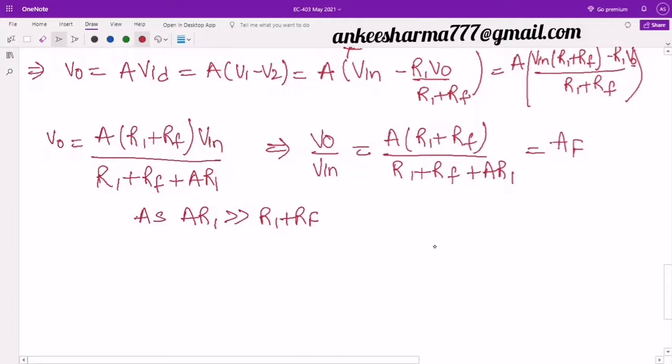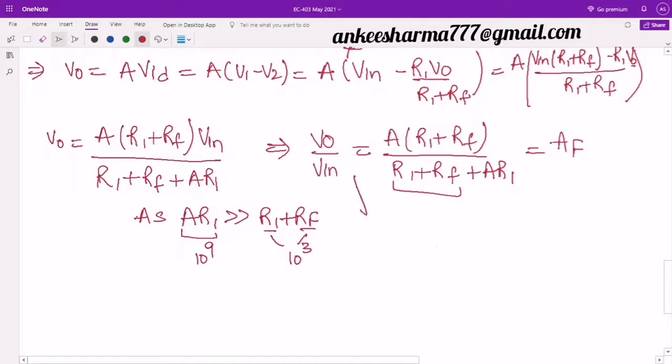Because look here, R1 and RF might be in the kilo ohms, but A is in 10 raised to power 6. So when R1, which is already in kilo ohms, is multiplied with 10 raised to power 6, can I say it will be in 10 raised to power 9? And R1 plus RF, as they are in kilo ohms, if I am assuming 10 kilo ohms, will be in 10 raised to power 3. So definitely 10 raised to power 9 is very much greater than 10 raised to power 3. So can I say that in comparison to AR1, R1 plus RF can be neglected.